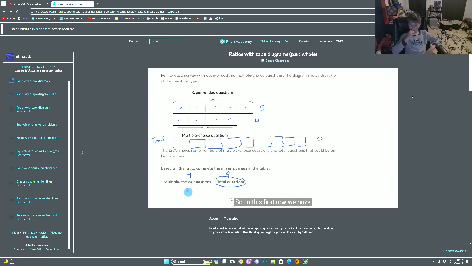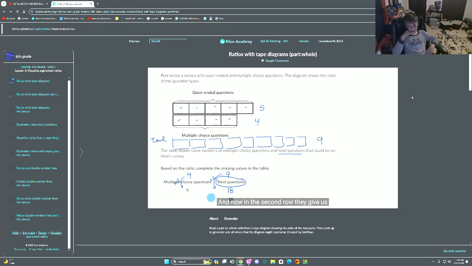So in this first row, we have 8 multiple choice questions. So that's 2 sets of 4. So we're going to have 2 sets of 9 total questions. That still is the same ratio. 8 is to 18 as 4 is to 9.